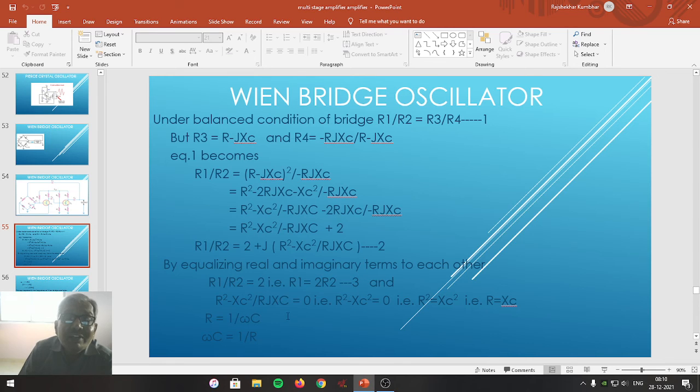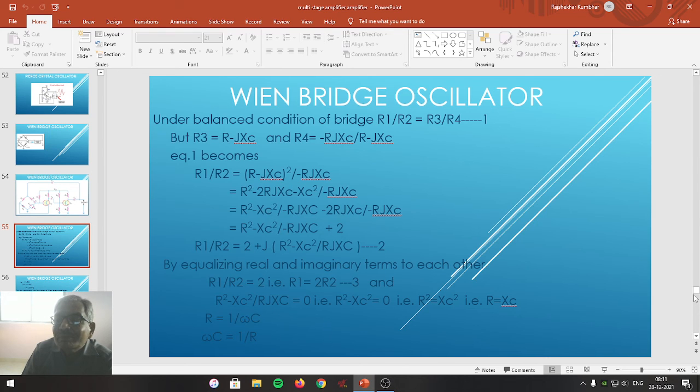Similarly, by equating imaginary terms to each other, we can get R square minus x square c upon Rjxc equal to 0. Rjxc cannot be 0, therefore R square minus x square c equal to 0, that is R square is equal to x square c. By taking square root, R equal to xc. X is the reactance of capacitors, which one can write as 1 upon omega c. So therefore R is equal to 1 upon omega c. Transferring the terms at the proper place, we can say omega c equal to 1 upon R. Omega is equal to 1 upon RC.